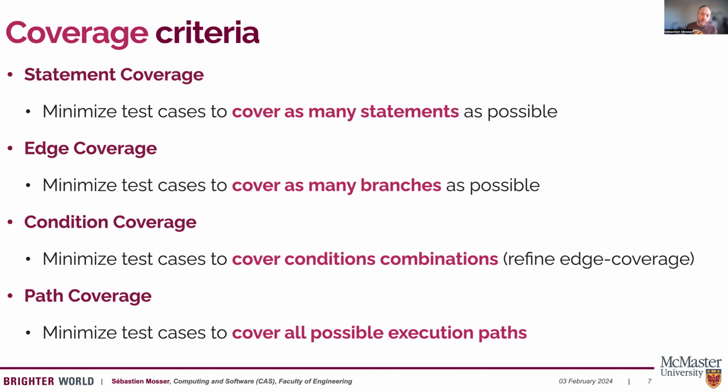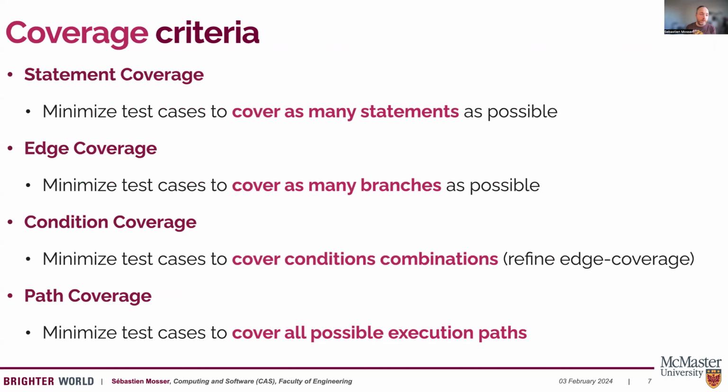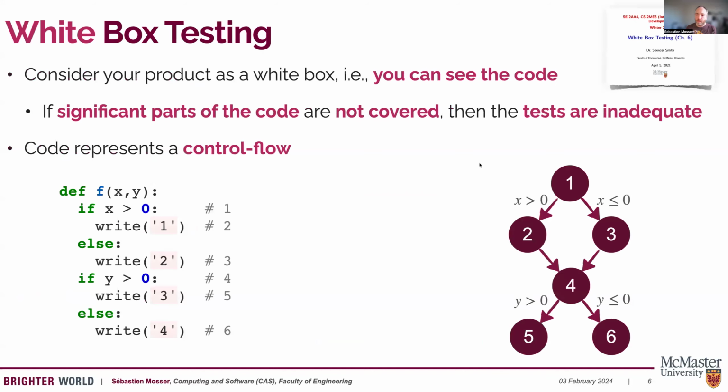The second kind of coverage I can focus on is edge coverage. Edge coverage looks at the branches: how many branches am I going through? And if I want to refine those edges, I can ask what all the possible conditions are that I can go through. So with the edge, that would be one coverage, and that would be another coverage.